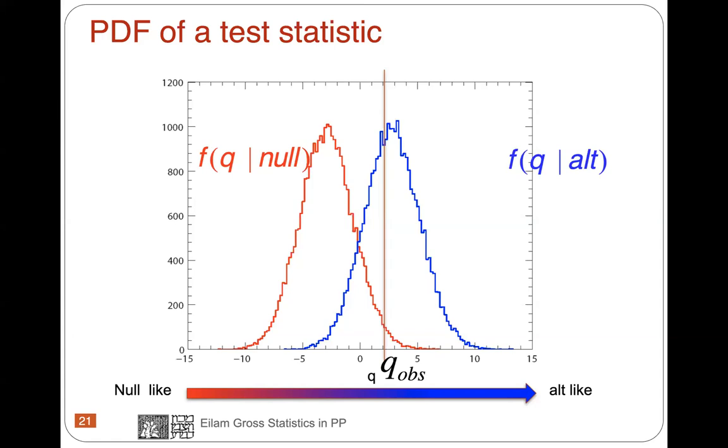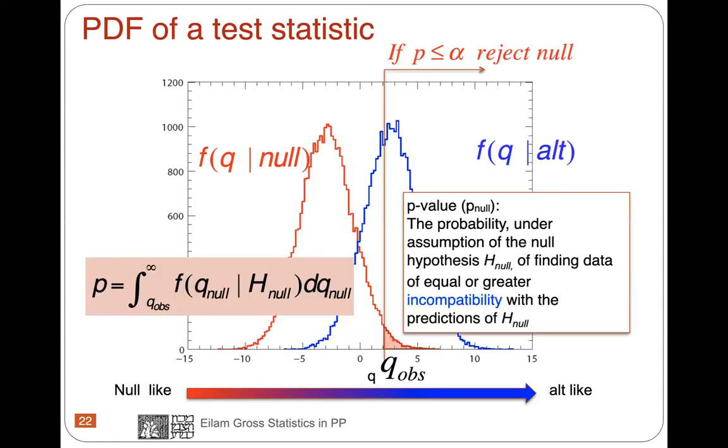But I have the red and the blue PDFs, and I can do a lot. So this area under the red here is called the p-value, because this is the probability, under the assumption of the null hypothesis, of finding data that is incompatible with H null, because if I go to the right, I'm more alternative-like. So the red area is the probability that the null hypothesis is true and still I get results that look like the alternative hypothesis. This is called the p-value of the null hypothesis, p-null.